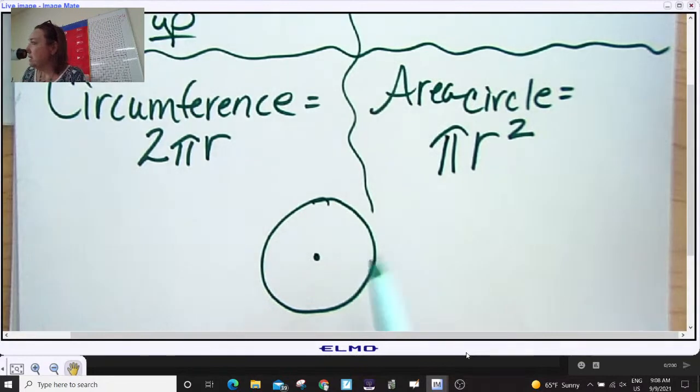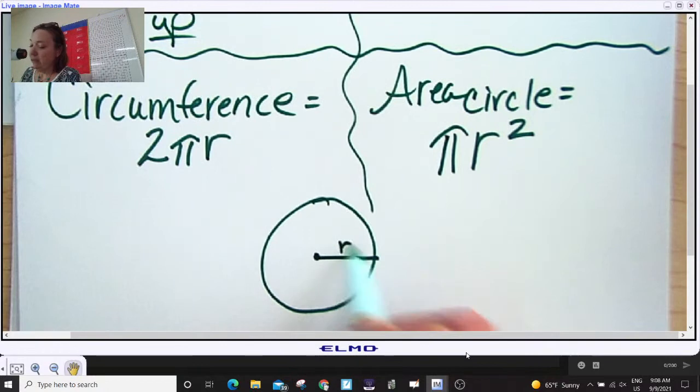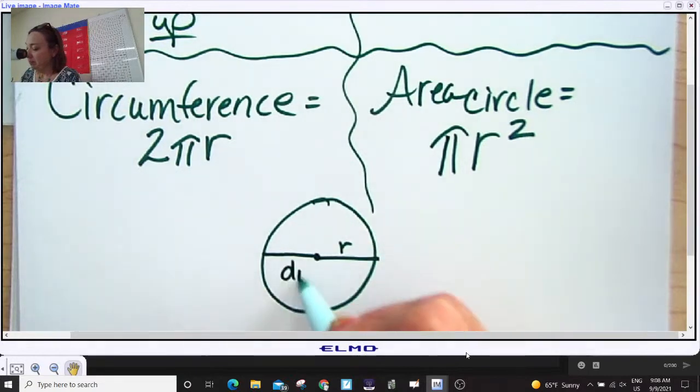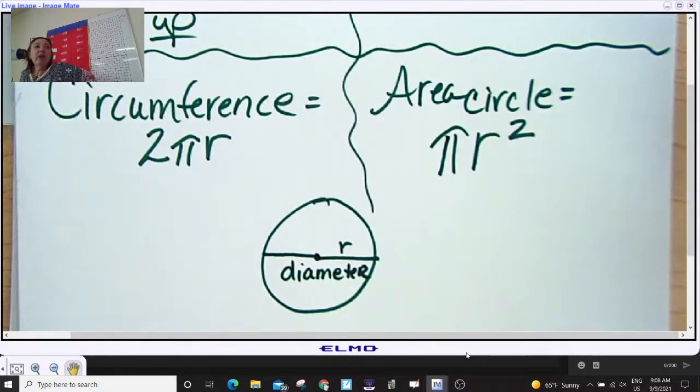So what is radius? The distance from the middle to the outside edge, right? Now, if we know this whole thing, what's that called? All the way across. Starts with a D. Diameter. Diameter goes all the way across and goes through the middle. Radius is half the diameter, right? So if you know the diameter, take half of that, that's the radius.